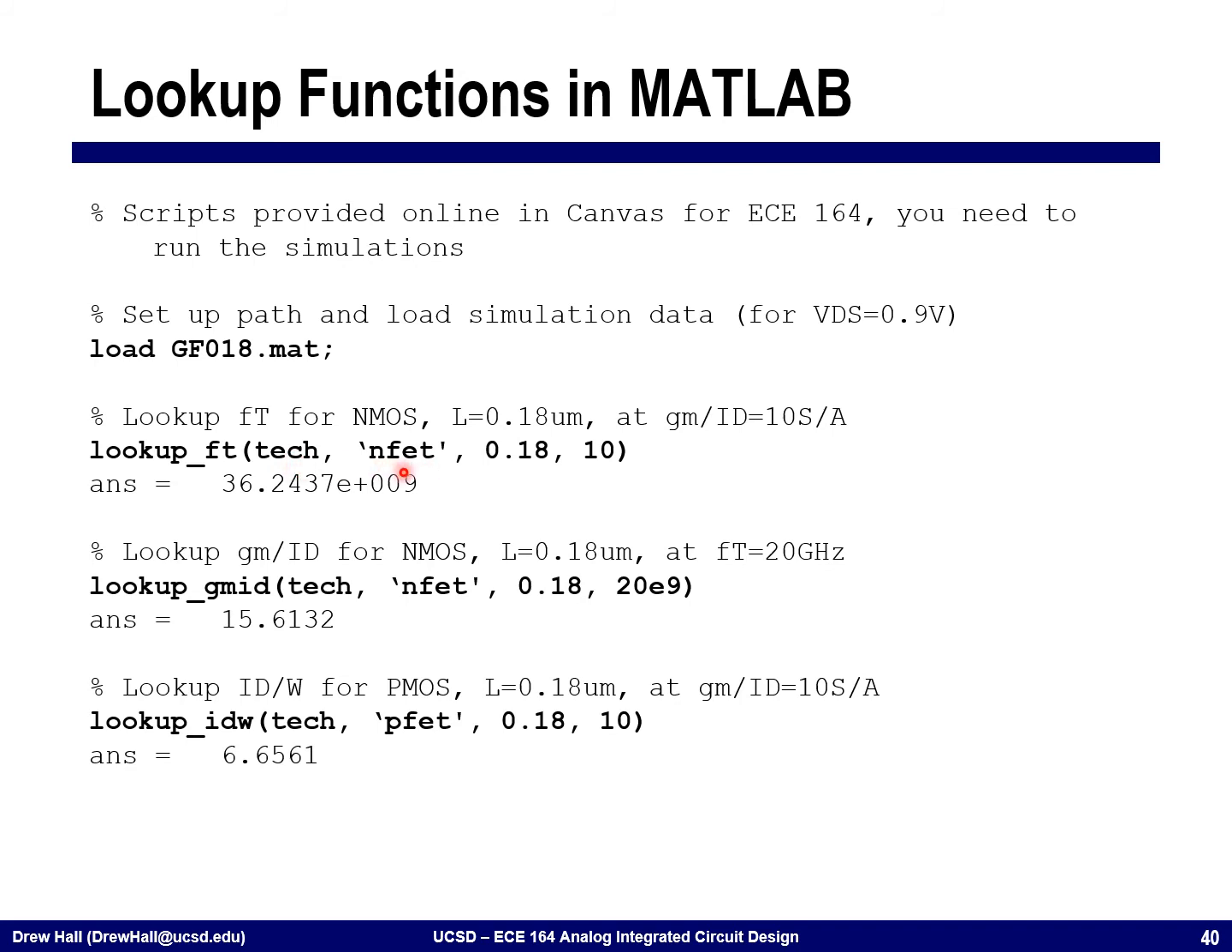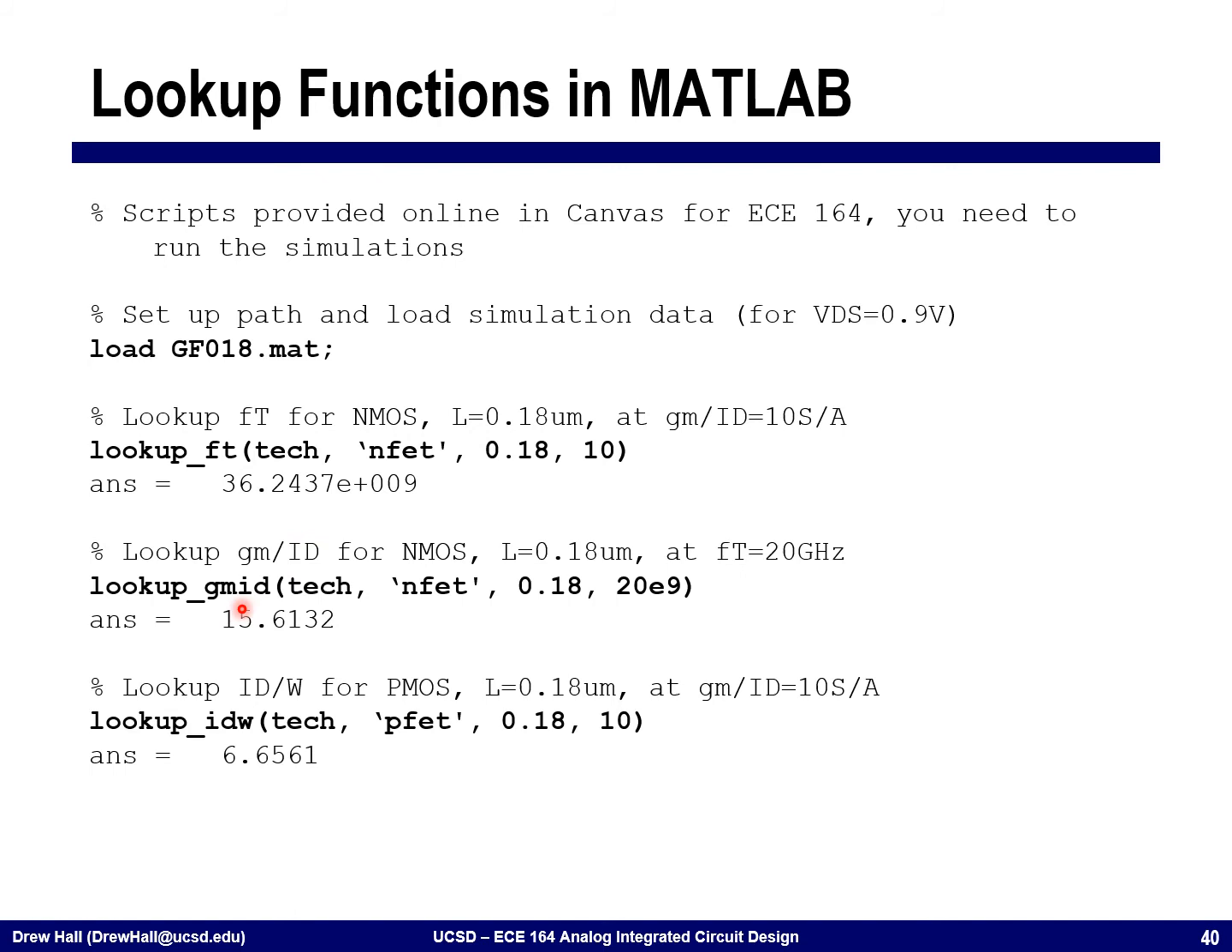The second parameter is the device. If there happen to be multiple devices in the technology, as you'll find very commonly in newer technology nodes, you can choose the device here, then the channel length, and the gm over ID. What this gives us back is the FT, the transit frequency for this particular device. And so we get 36 gigahertz for FT.